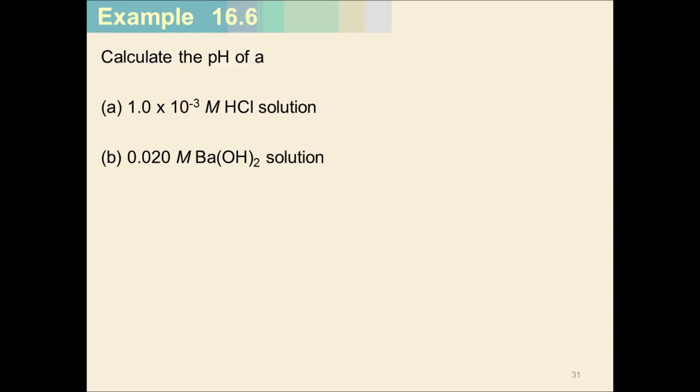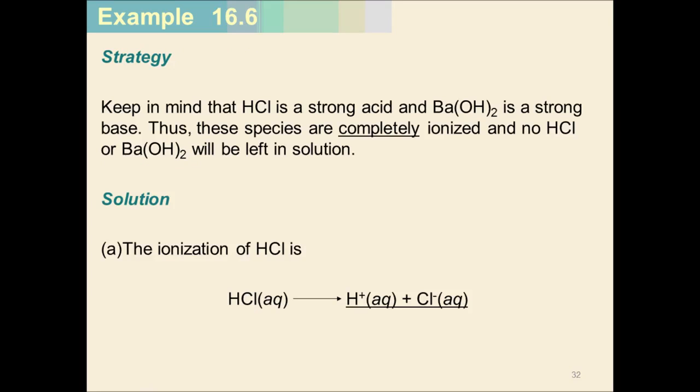On slide 31 then, calculate the pH of a 1 times 10 to the minus third molar concentration of HCl and a 0.020 molar barium hydroxide solution. On slide 32 then, the strategy. Keep in mind that HCl is a strong acid and barium hydroxide is a strong base. Therefore, these species completely ionize and no HCl or barium hydroxide will be left in solution. The ionization of HCl is HCl turns into hydrogen ions and chloride ions.